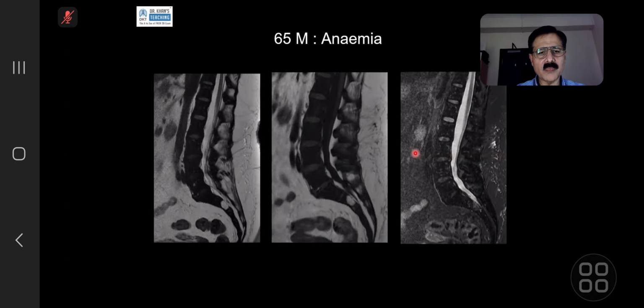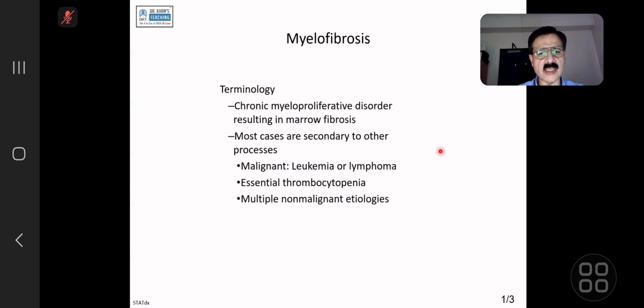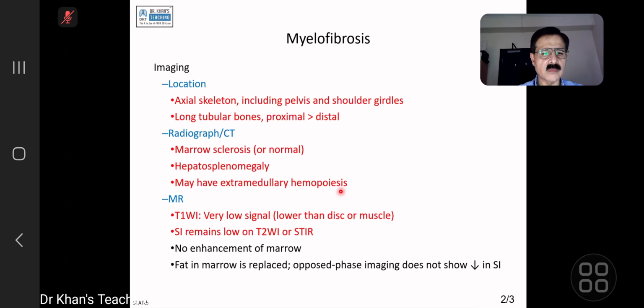Hemosiderosis. This is a case of myelofibrosis. So myelofibrosis, I'll show you a slide to tell you what is myelofibrosis. Myelofibrosis is a chronic proliferative disorder resulting in marrow fibrosis. It can ultimately be secondary to other processes like malignancies, but it can also be from other non-malignant etiologies.